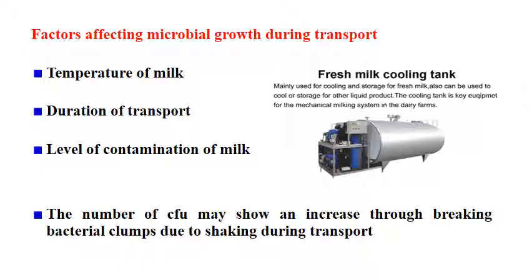The second factor is duration of transport, that is how long milk is in transport, and that makes a lot of difference because time and temperature together are important for microbial growth, as we have seen at the beginning. Number 3 is the level of contamination of milk, which we have discussed at the beginning. If there is very low contamination, then the microbial growth is also very low, the lag phase will be long and the log phase will come at a very late time.